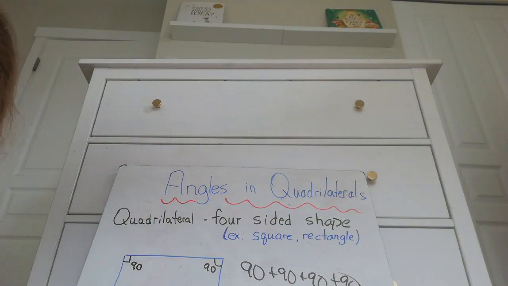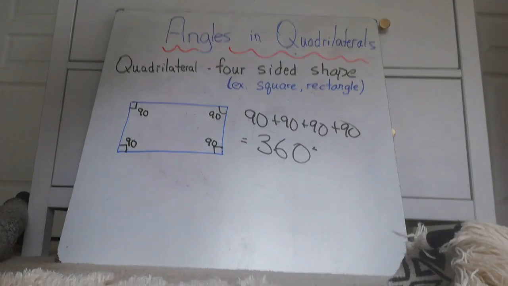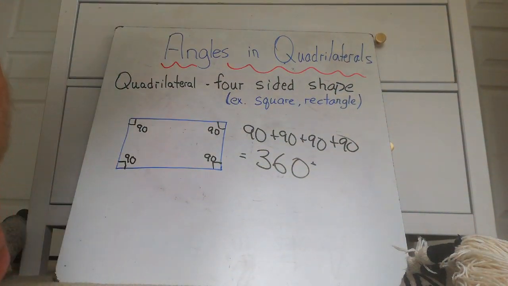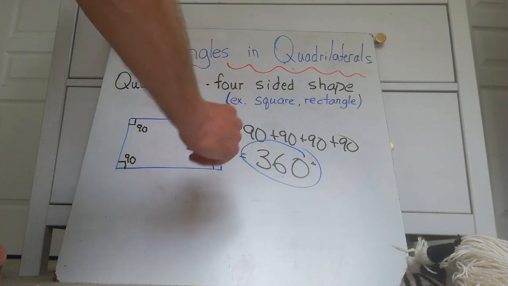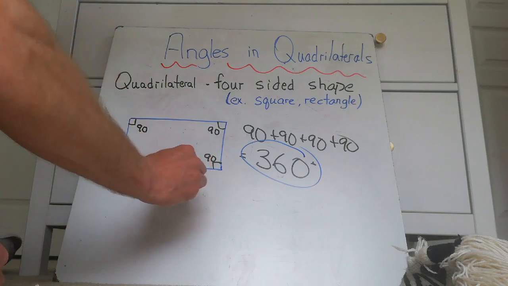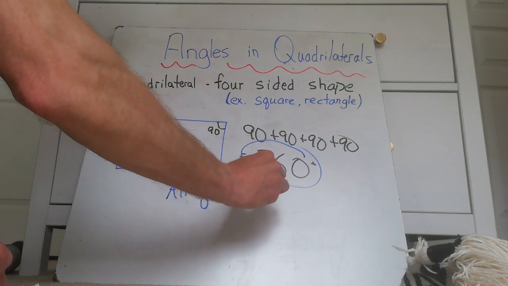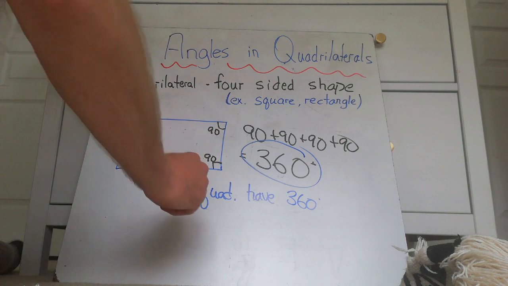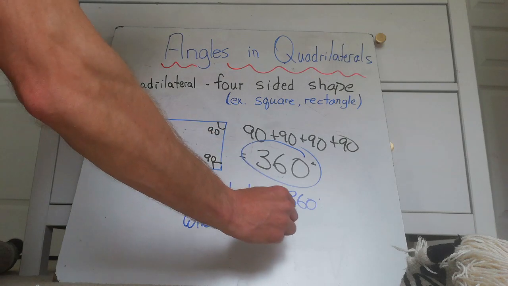So this 360 degrees is an important number because, just like triangles have 180 degrees in every triangle, all quadrilaterals, I'll say quad for short, have 360 degrees when you add all angles.